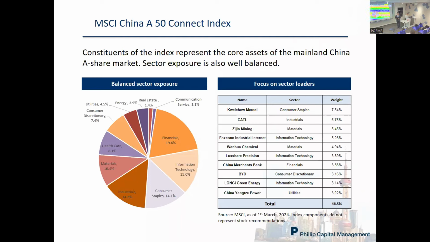In infotech, Longi Green Energy is a major solar equipment producer, highly cost competitive. So you appreciate that a selection of these top names enables you to ride on the various areas of China's new economy, the leading areas of the transition to a new economy. Okay, next.